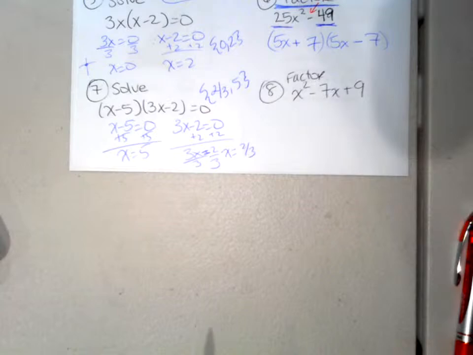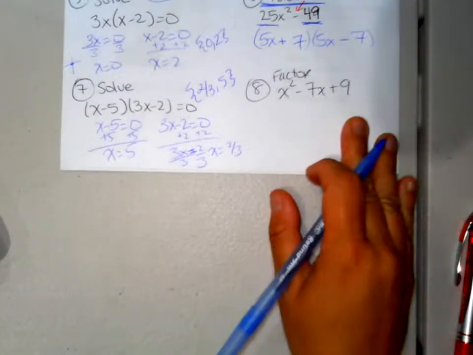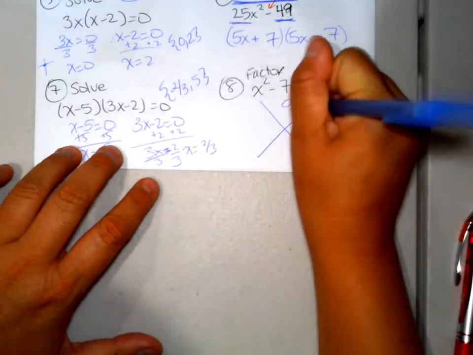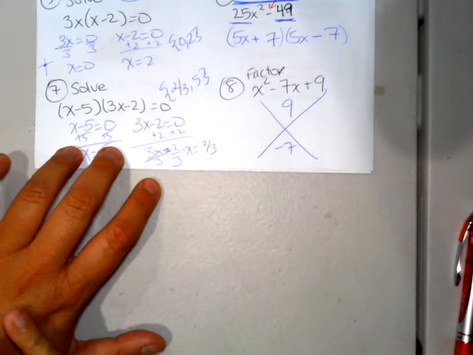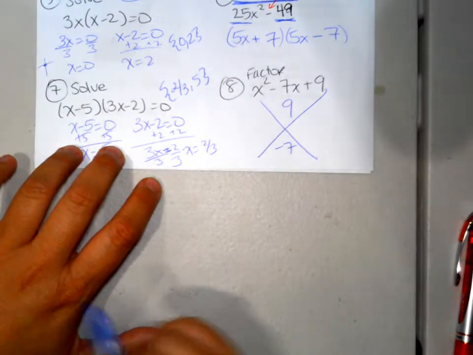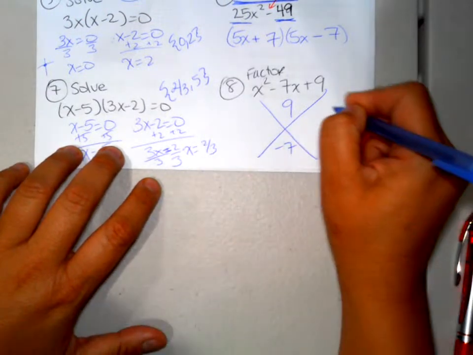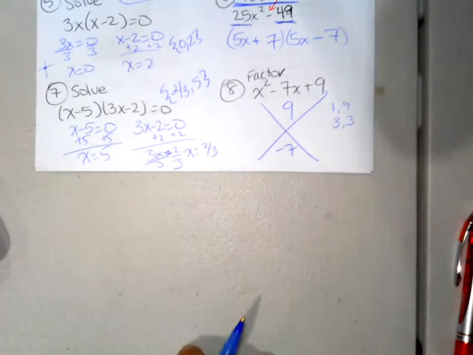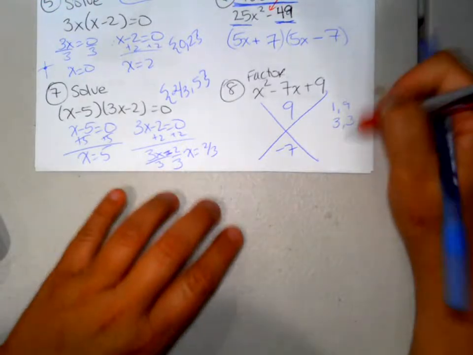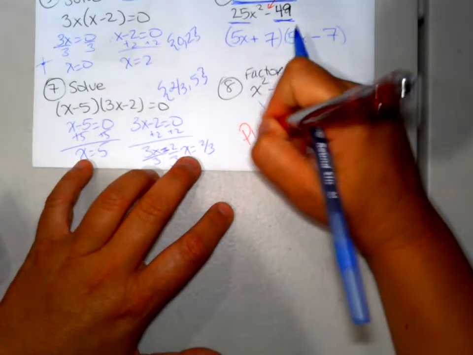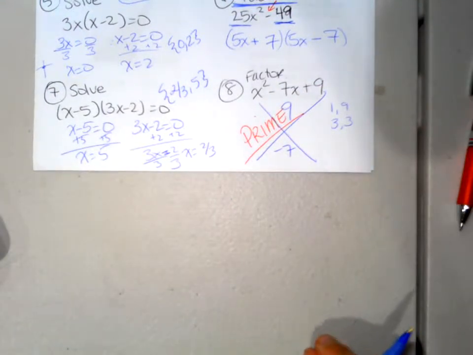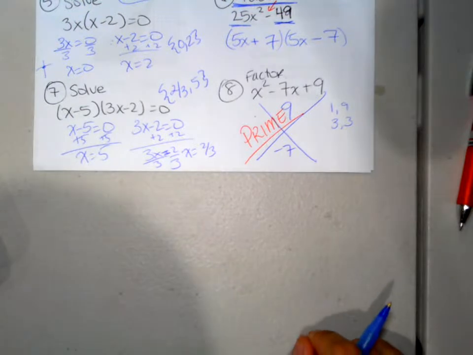Okay, last one on this page. Factor. 9 and -7. Factors of 9 that are going to get me a 7. Well, my only factors of 9 are 1 and 9, 3 and 3. And nothing works. If your factors don't work, this is called prime. Okay, when you have no factors, it's called prime. All right, so that's simplifying and factoring.